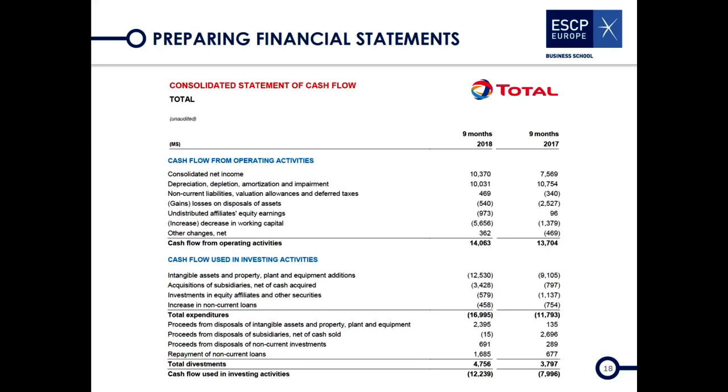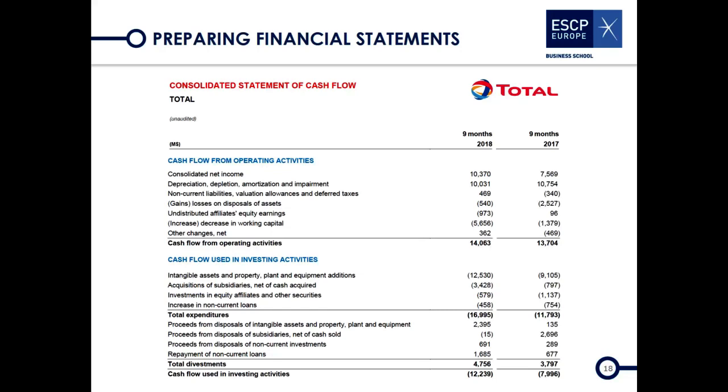So the next section is the cash flow used in investing activities. What they did is they have bought intangible assets, so for example, software, things like that. They have bought property, plants, and equipment in the amount of 12.5 billion. They have bought other companies called subsidiaries for 3.4 billion. They have bought shares of other companies, and they have also lent out money to other companies.